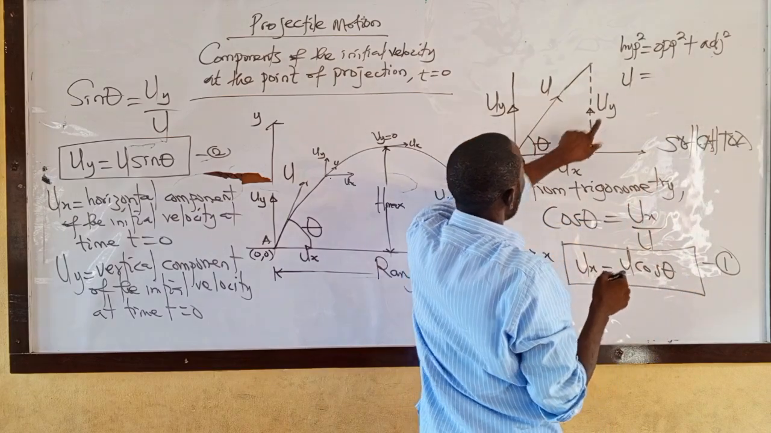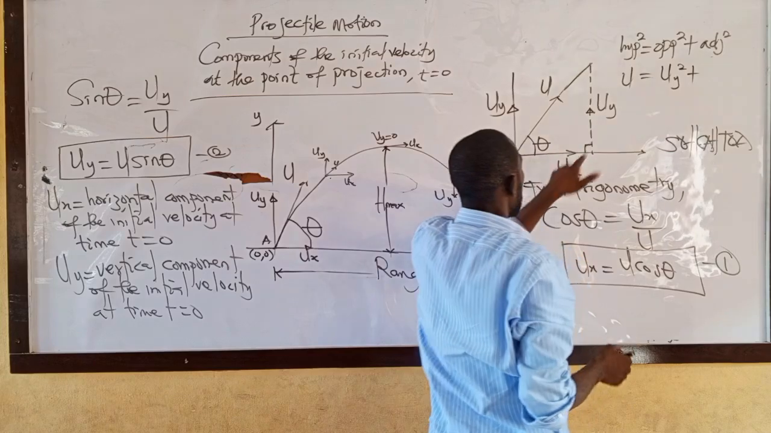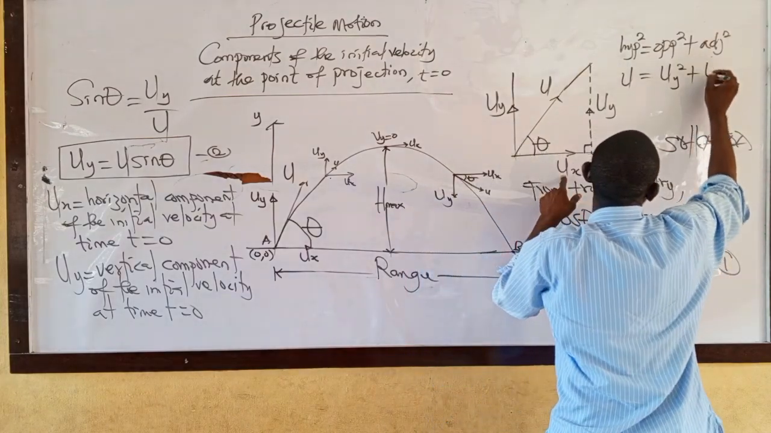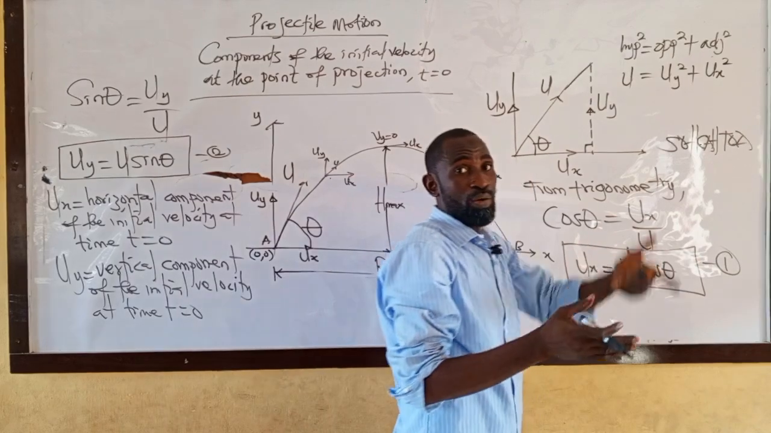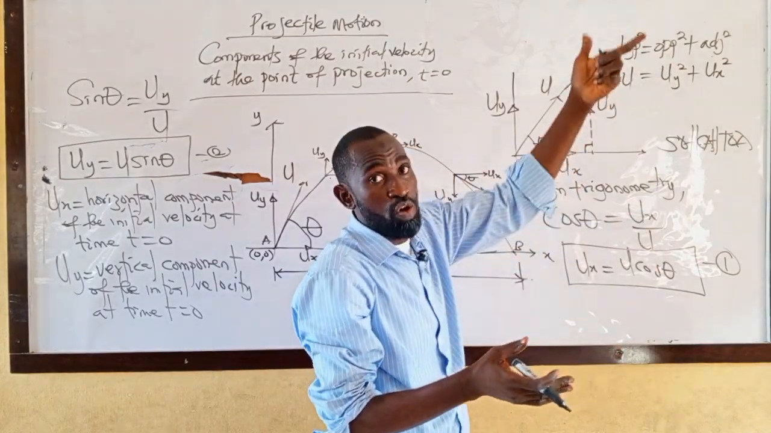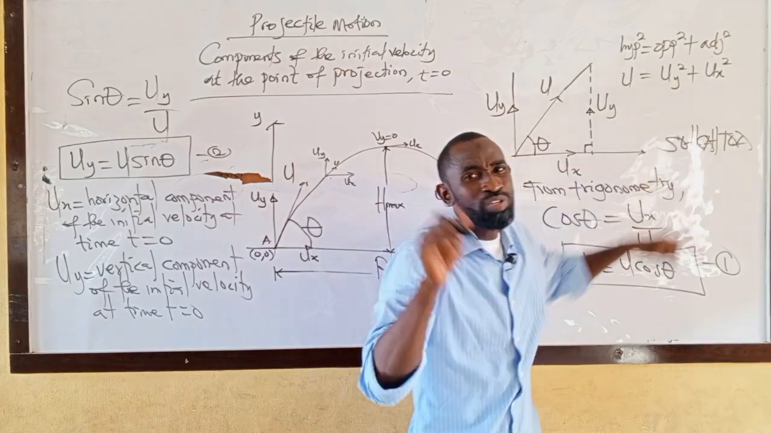Where is opposite? Opposite is u of y all squared plus... Where is adjacent? We have our u of x all squared. We can write this in any direction. Our u of x can come forward, our u of y can go to the back, anyhow, because addition is commutative in mathematics.